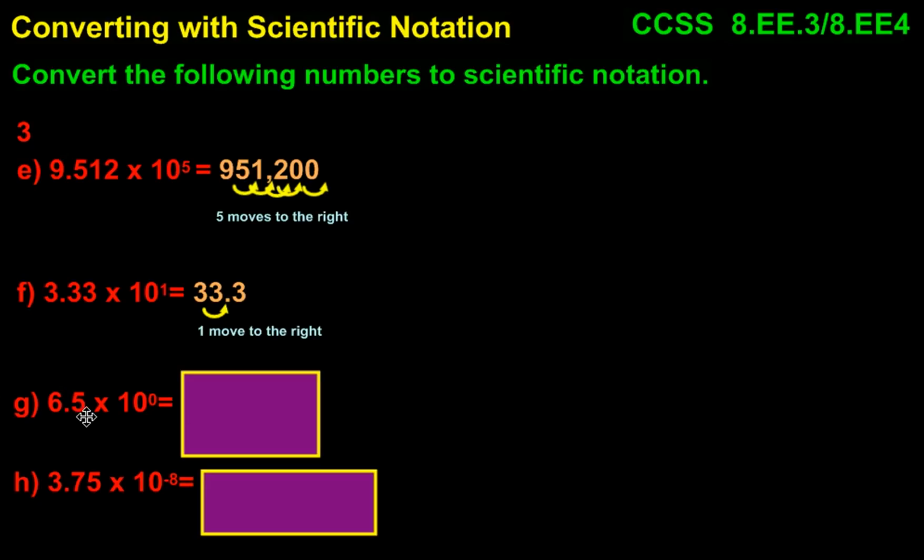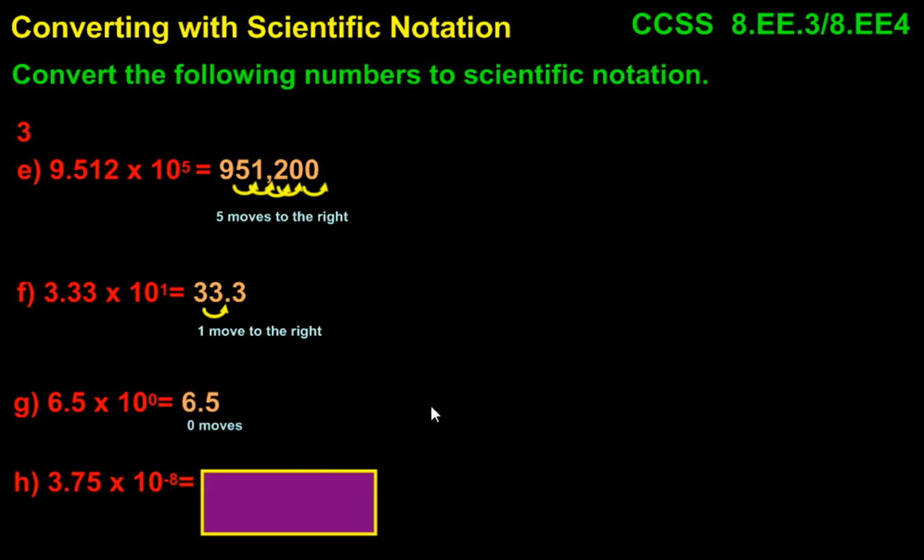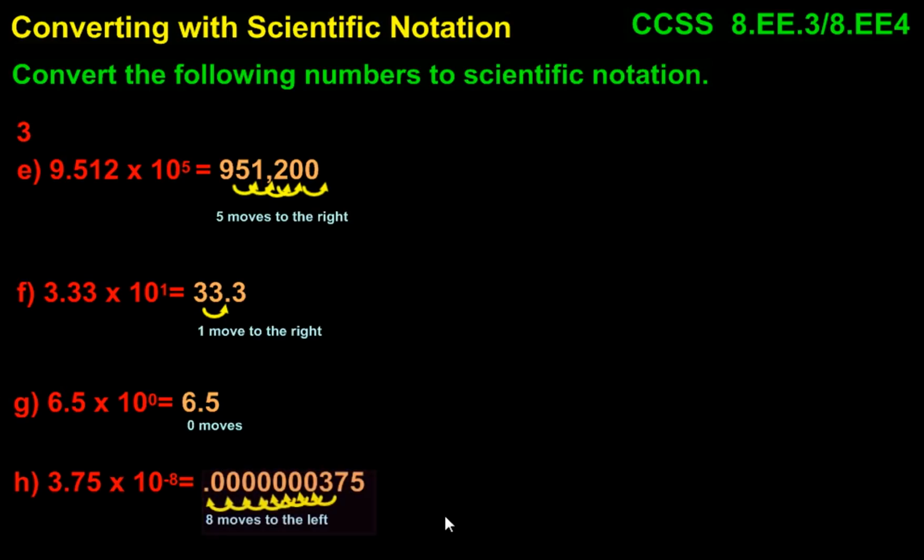And here we have 6.5 times 10 to the 0. So how many times are we going to move the decimal? 0 times, which means we're going to stay with 6.5. And here we have 3.75 times 10 to the negative 8th. A negative exponent indicates we're going to be moving the decimal to the left, and that's going to require a fair amount of zeros. So we have 0.000000375.